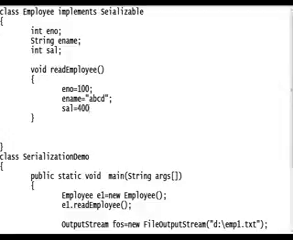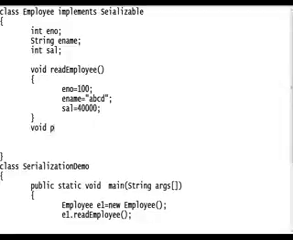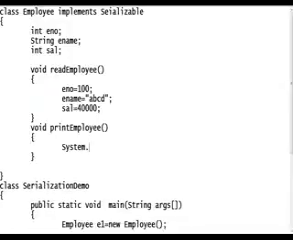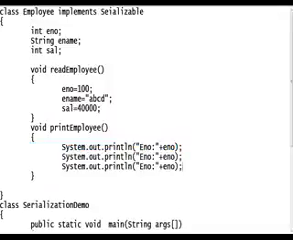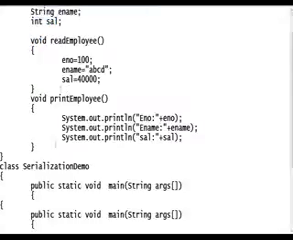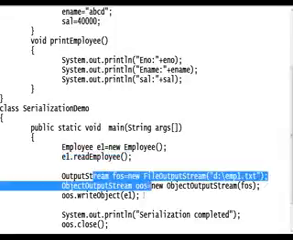Now I am writing this for reading. PrintEmployee, I want to print the employee details here. System.out.println, print employee number, print eno, print ename, and salary also. See, now we have taken employee number, employee name and salary. ReadEmployee, printEmployee. Once the object is created, I read the employee details.